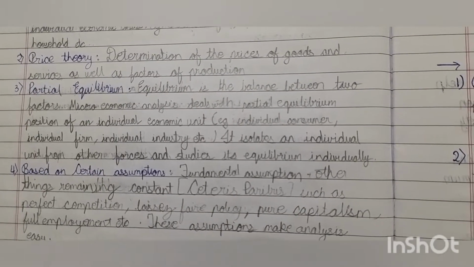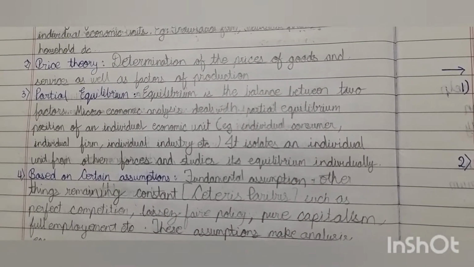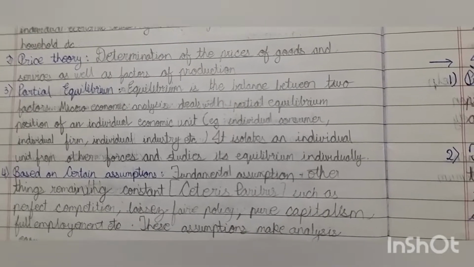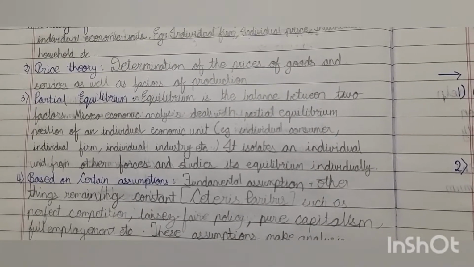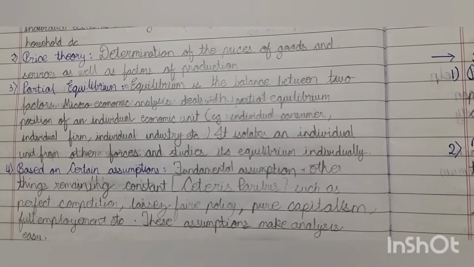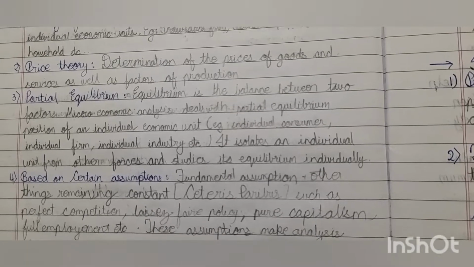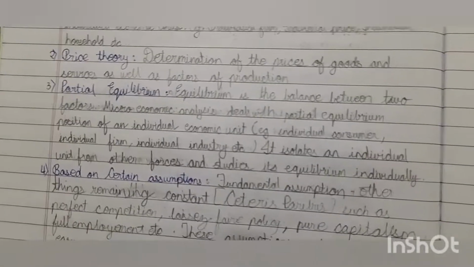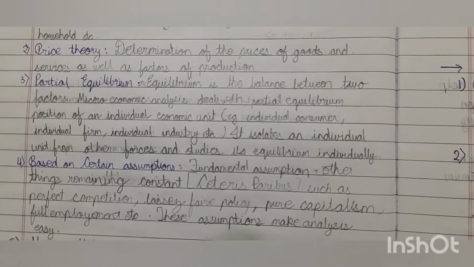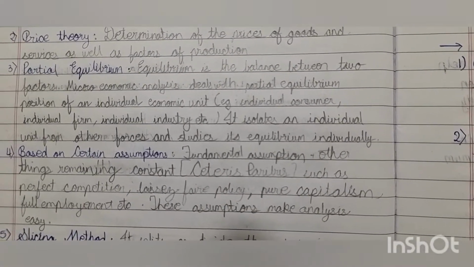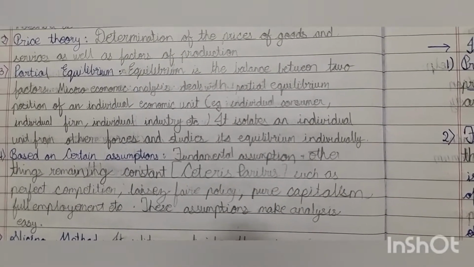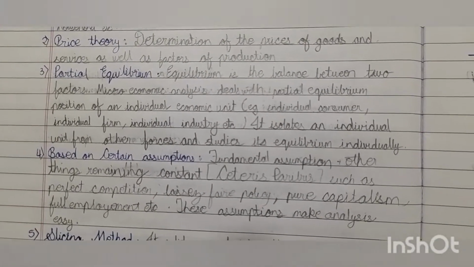Partial equilibrium. So equilibrium is the balance between two factors. Microeconomic analysis deals with partial equilibrium as it studies one individual economic unit at a time. It isolates all the other forces and studies the two factors affecting or influencing each other separately.